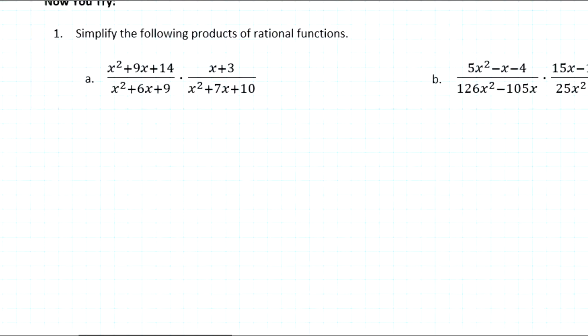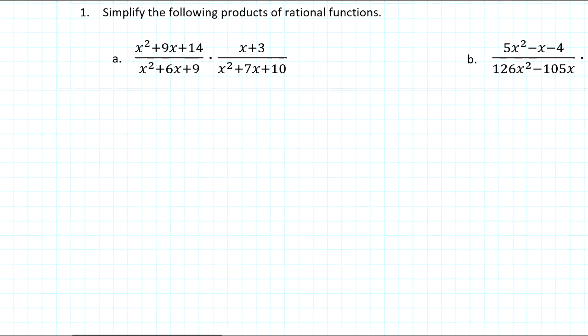The first example we have here is (x squared plus 9x plus 14) over (x squared plus 6x plus 9) multiplied by (x plus 3) over (x squared plus 7x plus 10). So what we're going to do is take the top one there, x squared plus 9x plus 14, and factor it. Draw a fraction bar, and we want x plus something, x plus something. I know they're pluses because everything's positive up there. And 7 times 2 would be 14, and add to 9.